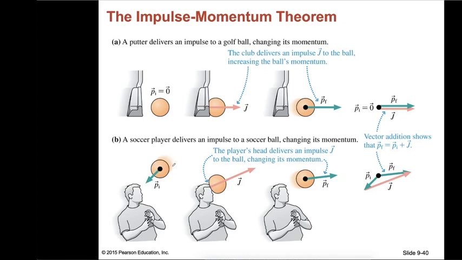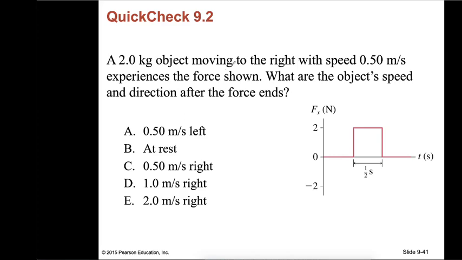Another example is when a soccer player delivers an impulse to a soccer ball. Here the initial momentum of the soccer ball is going down and left, and the soccer player uses his head to give some impulse on the soccer ball, and then the final momentum of the soccer ball changes direction into this direction. So the change of the momentum of the soccer ball is an impulse from the head of the player. Okay, now let's see a quick question.